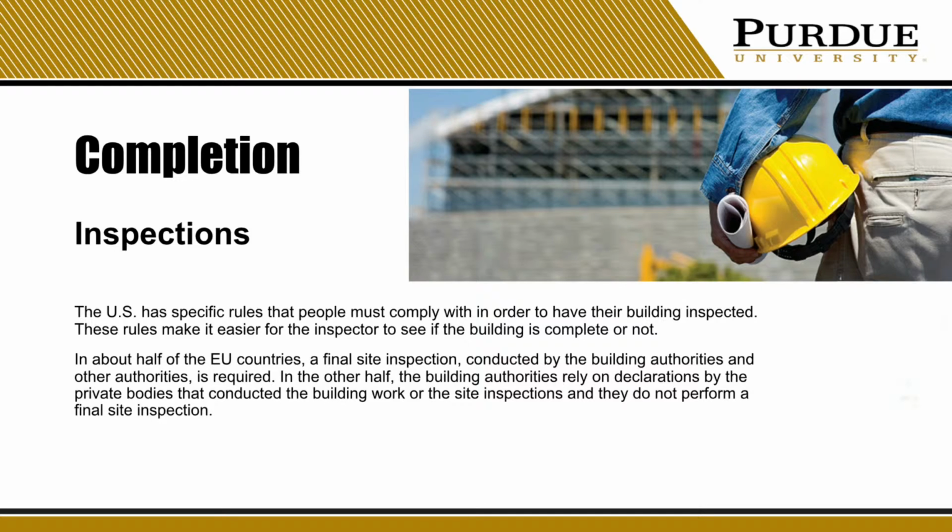The U.S. has specific rules that people must comply with in order to have their buildings inspected. These rules make it easier for the inspector to see if the building is complete or not. In about half of the EU countries, a final site inspection conducted by the building authorities and other authorities is required. In the other half, the building authorities rely on declarations by a private body that has conducted the building work or the site inspections, and they do not perform a final site inspection.